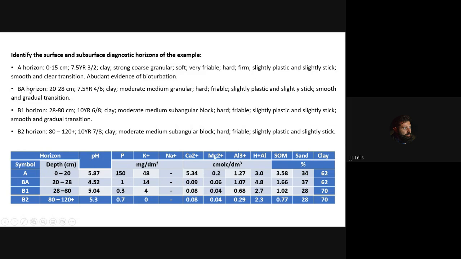So the BA horizon, B1 and B2, they are correct, but in this first horizon, I made some mistakes. I forgot to erase information. Maybe hard and firm are the wrong answer here, but it's not a problem because it did not influence the classification in this case and in most of the examples. Okay.